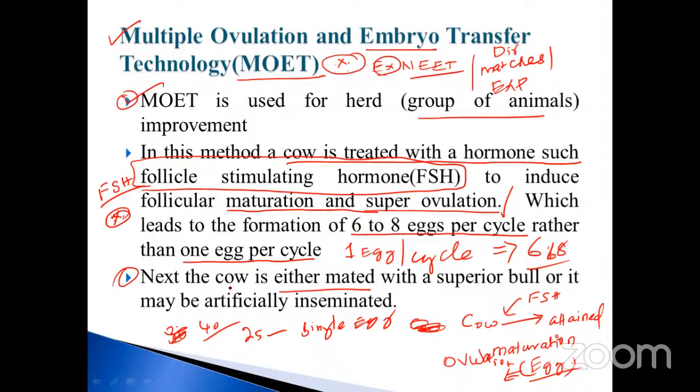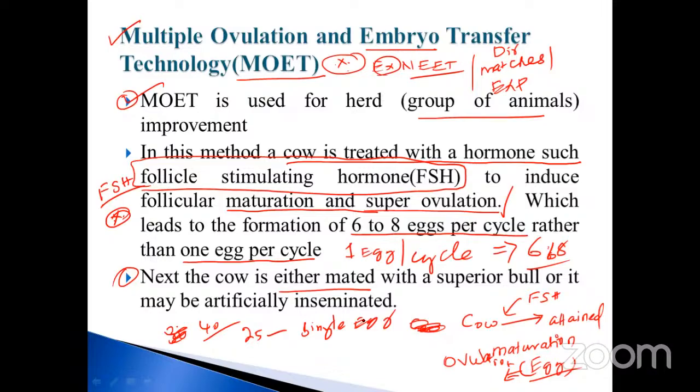Normal mating means you will get only one progeny. Suppose artificial means we can introduce. So here 6 to 8 eggs are produced per cycle. When you are doing artificial insemination, how many will you get? 6 to 8 progeny will be obtained. That is very, very important.